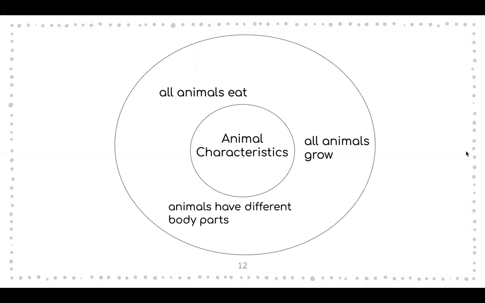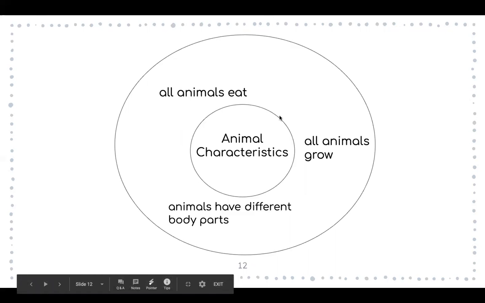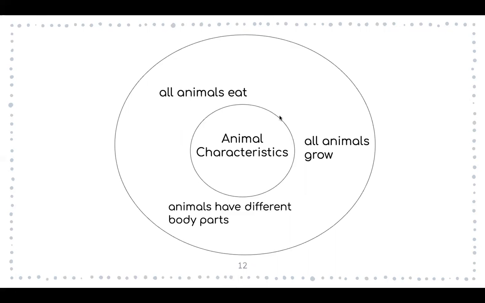This is my example, and I want you to create a circle map to help organize your thoughts. So in the middle is animal characteristics. I want you to tell me things you already know about animals. How do they survive? And what do you see about them? Okay, so in mine, I wrote all animals eat, all animals grow, and all animals have different body parts. You can use my example and add on to it. So tell me things that you already know about animals and how do they survive? What helps them survive?